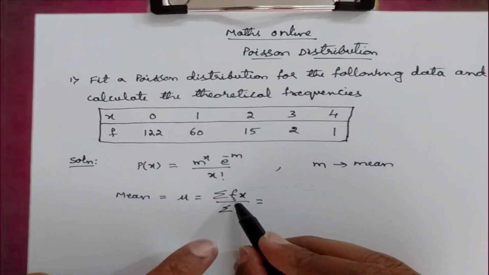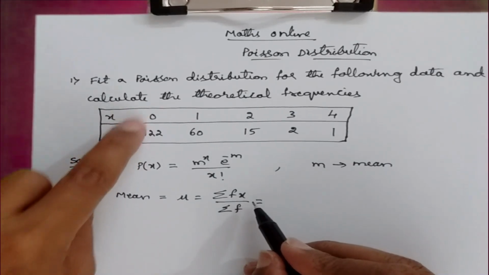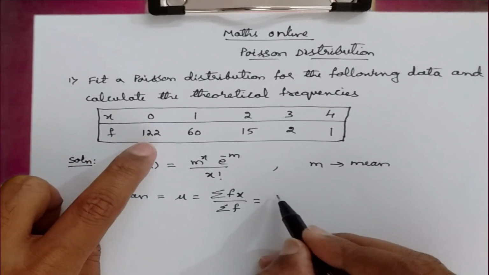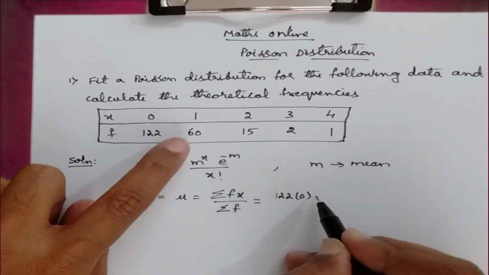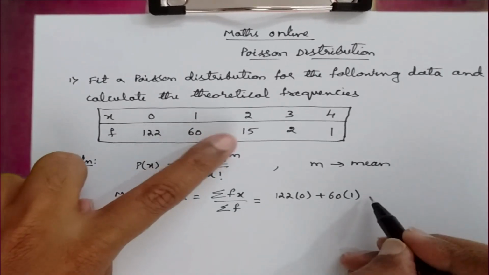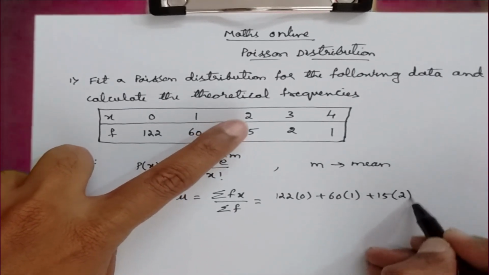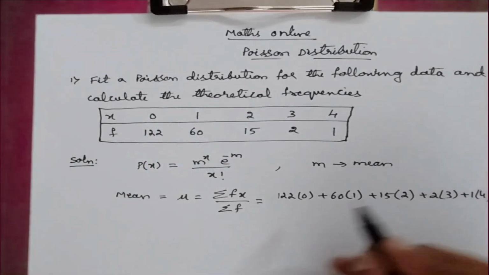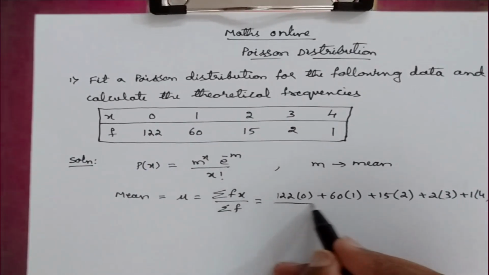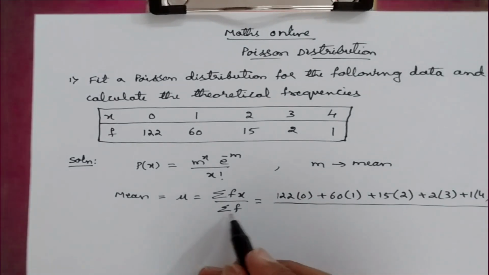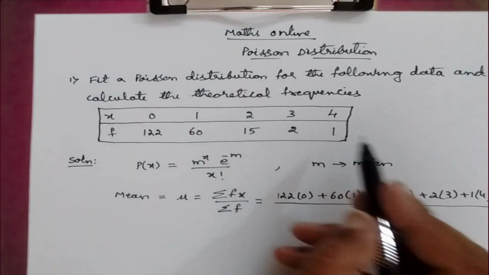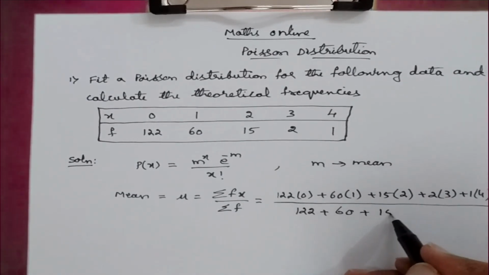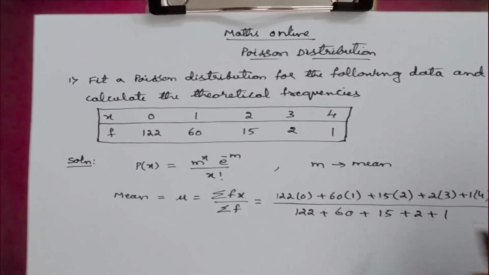So here you need to multiply f into x. Just multiply and sum up these values. You will be getting 122 times 0 plus 60 times 1 plus 15 times 2 plus 2 times 3 plus 1 times 4. So just multiply f into x and add it, whole divided by summation of f. So you need to add all these values of f: 122 plus 60 plus 15 plus 2 plus 1.